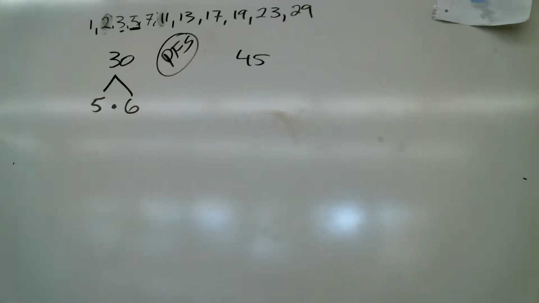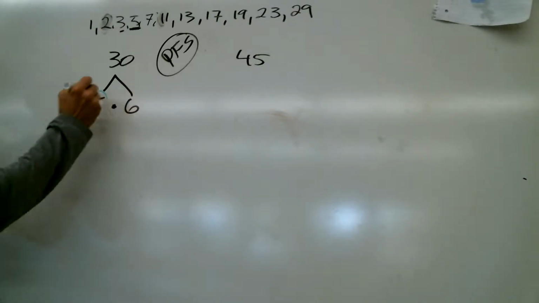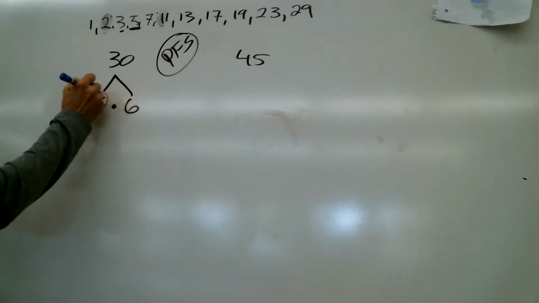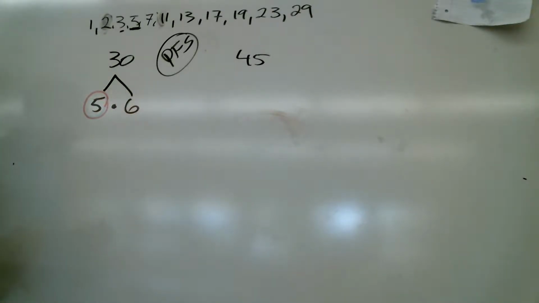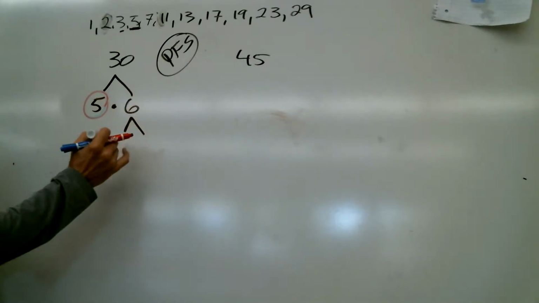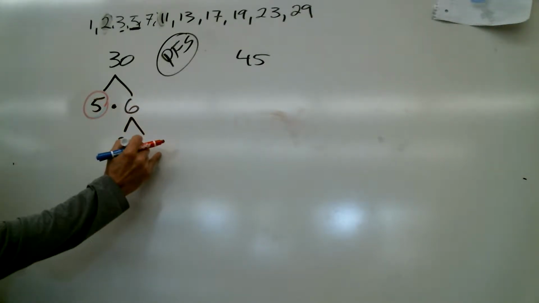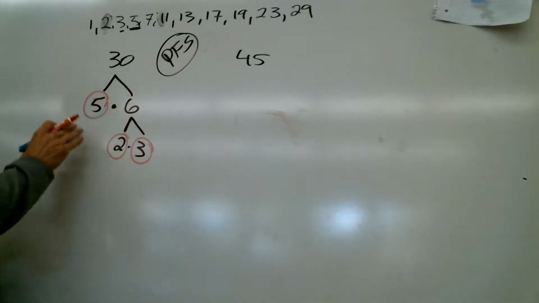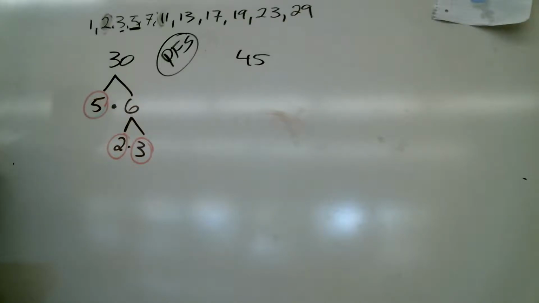There we go. 5 is a prime number, so I'm going to circle that 5, and I don't have anything more to do with that. 6, I can break this down to 2 times 3. 2 and 3 are both prime numbers. I don't have any more prime numbers in this sequence.